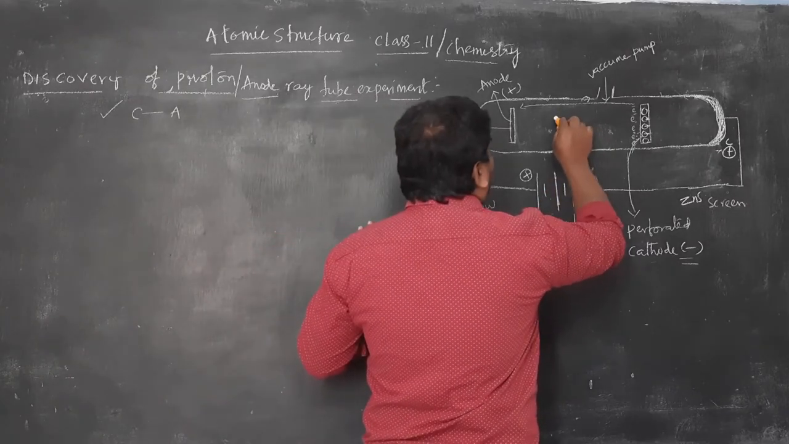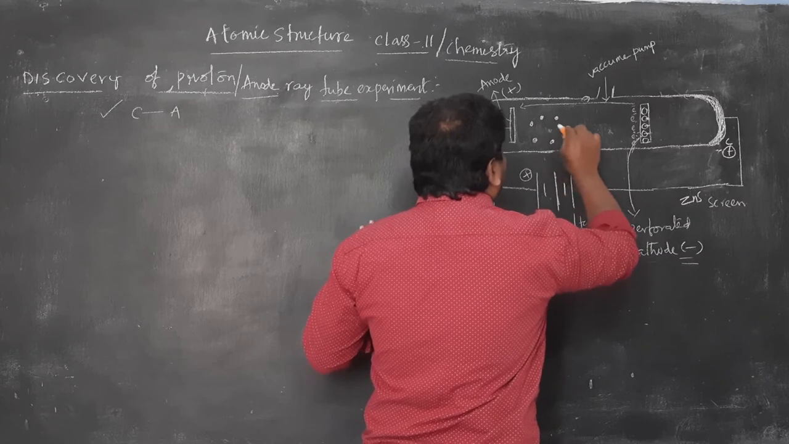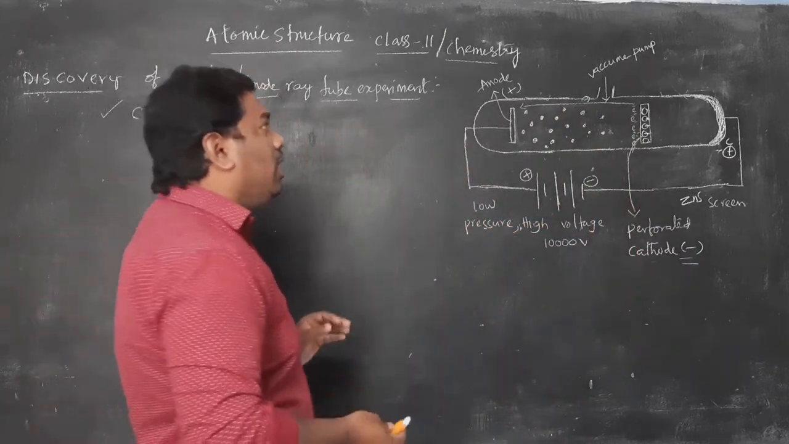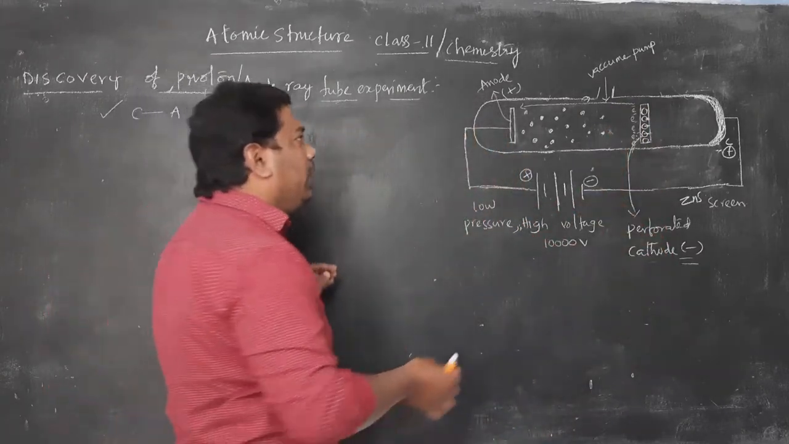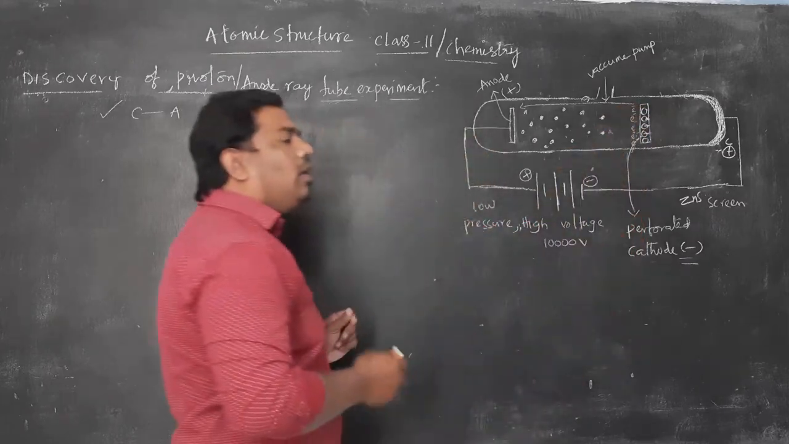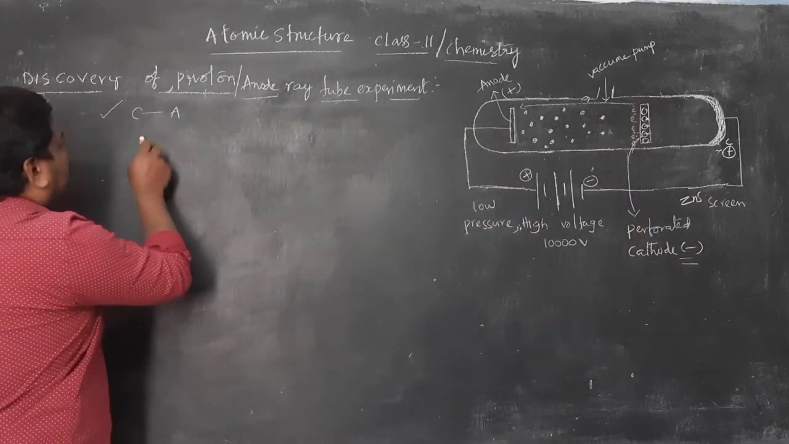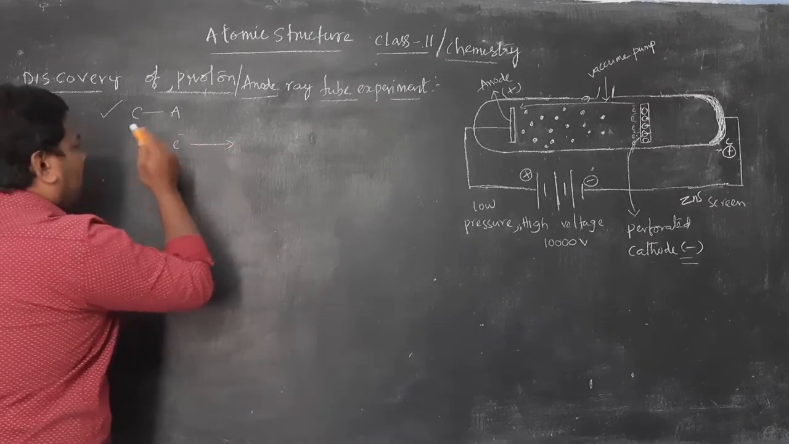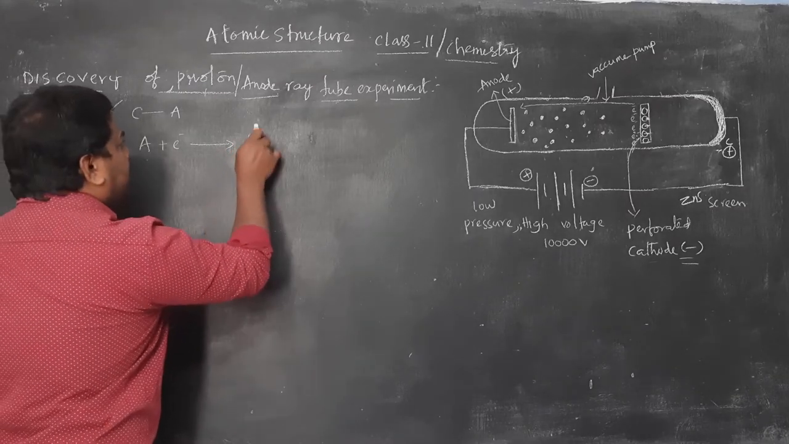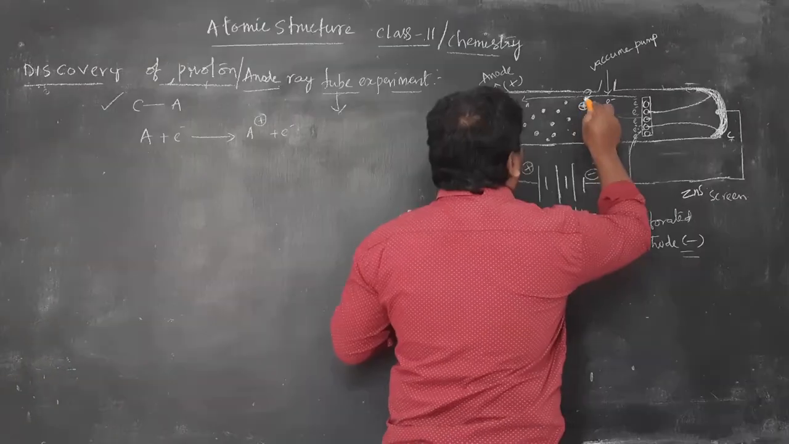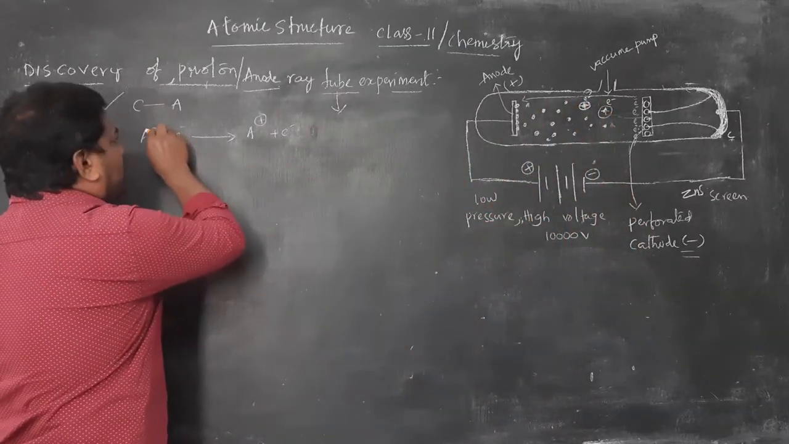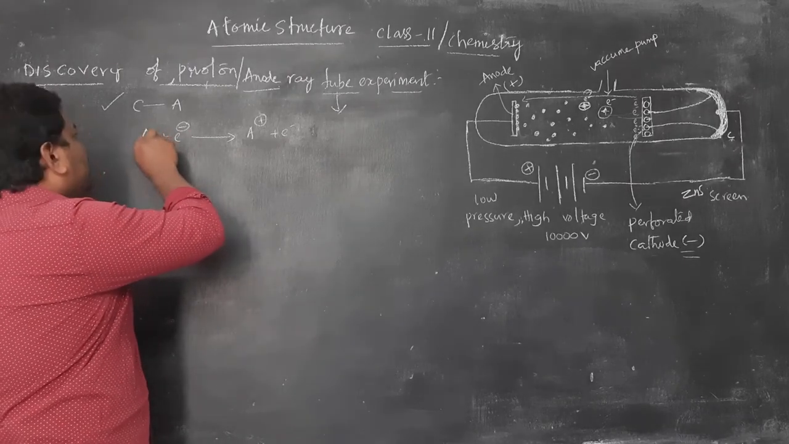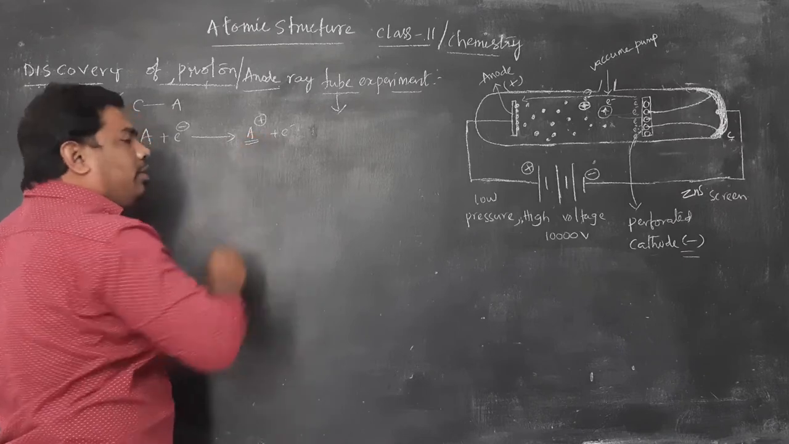Gaseous atoms are present in the discharge tube. If these electrons collide with the gaseous atoms, for example, let us say A is the atom, then the atom collides with an electron, loses an electron and produces a positively charged ion. So the gaseous atoms are ionized. When the electrons scatter off the neutral gaseous atoms, the atoms are ionized, lose electrons, and produce positive particles.